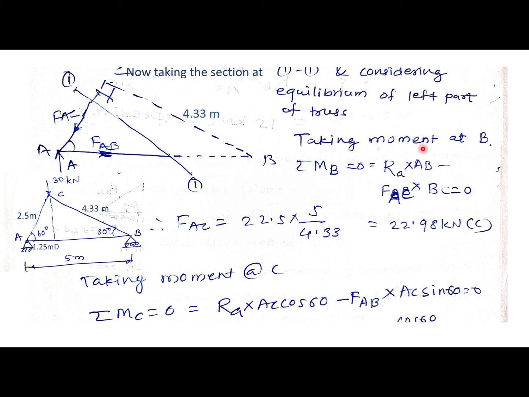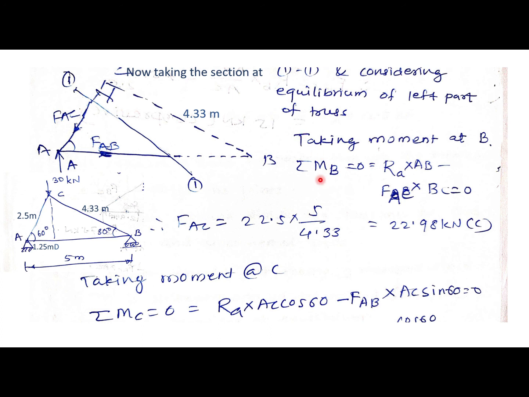Taking moment at point B, since we are considering the left part, if we take the moment at the opposite point B, then automatically this member will not be there because its line of action passes through B, and only the perpendicular member AC remains, whose perpendicular distance from the geometry of the figure is 4.33 meter.